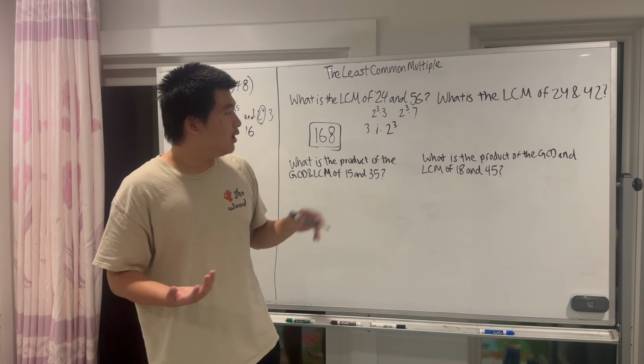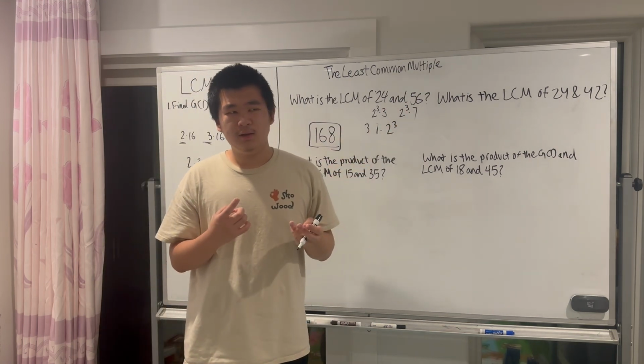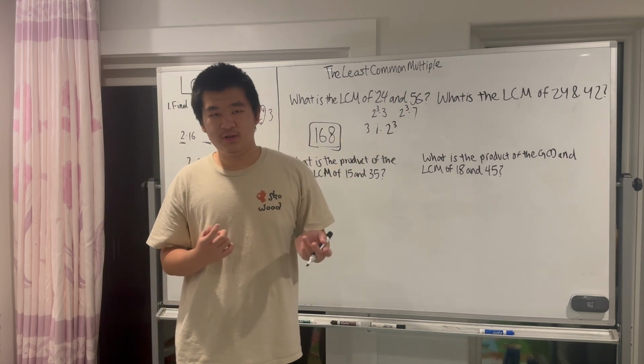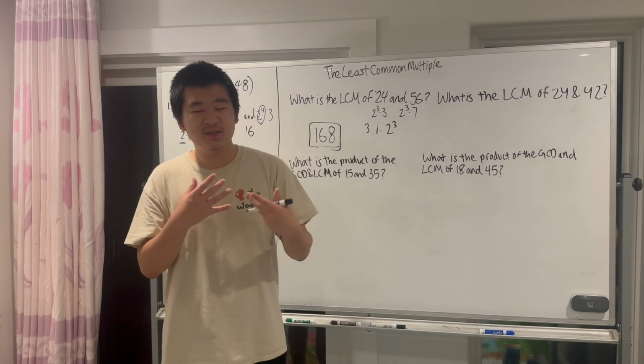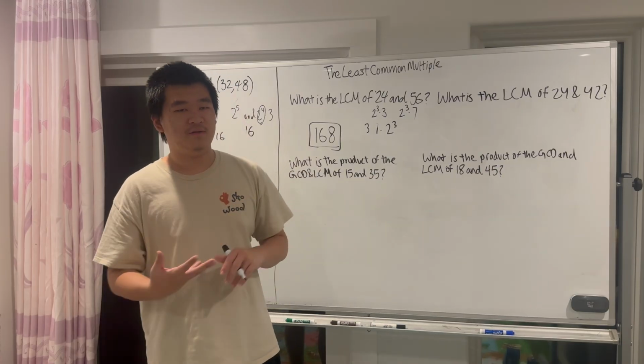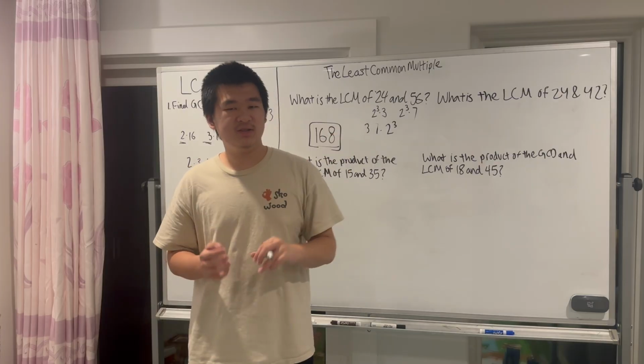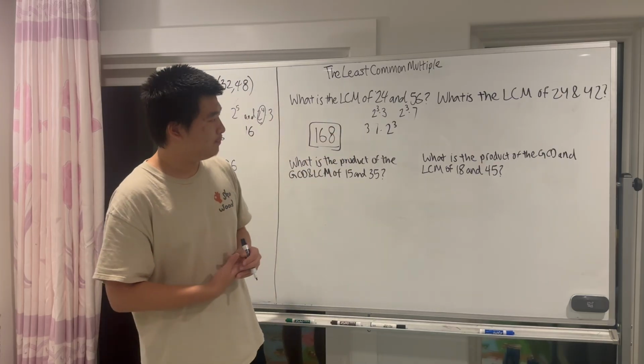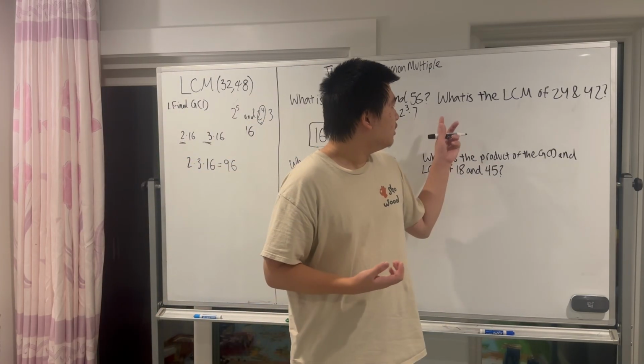Or alternatively, I might look at 56 and I think, well, 56 already has an 8, just like 24, but 24 has a 3. So I need an additional 3 on that 56. So it'll be 3 times 56, which is also 168. That's how that works. A little bit more practice.